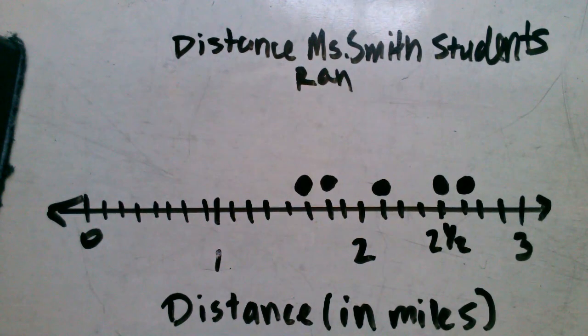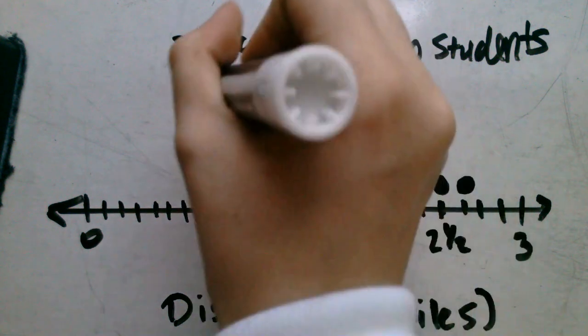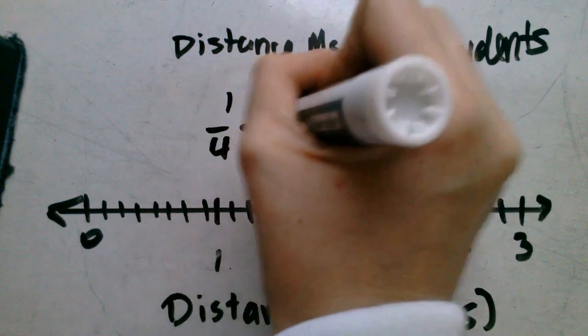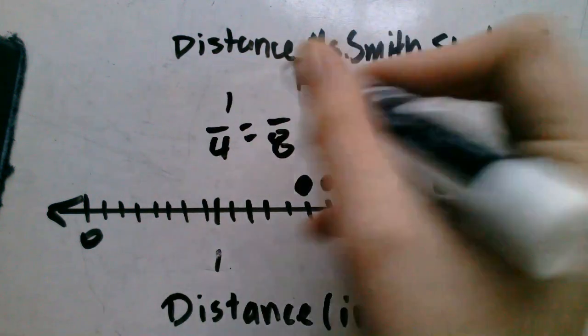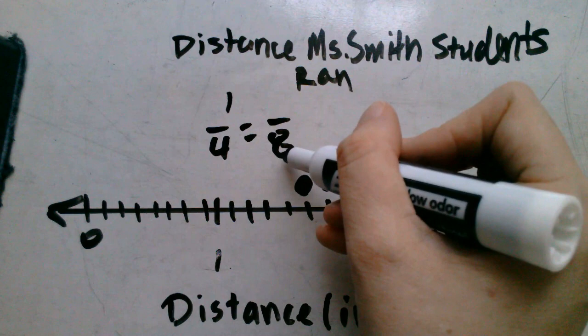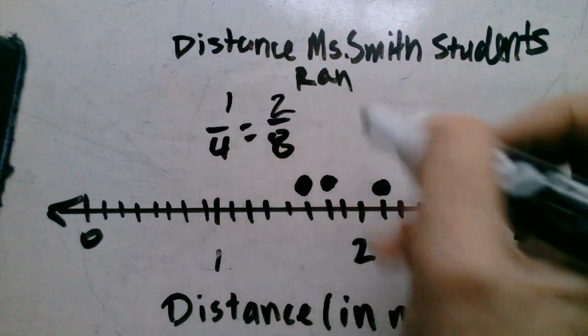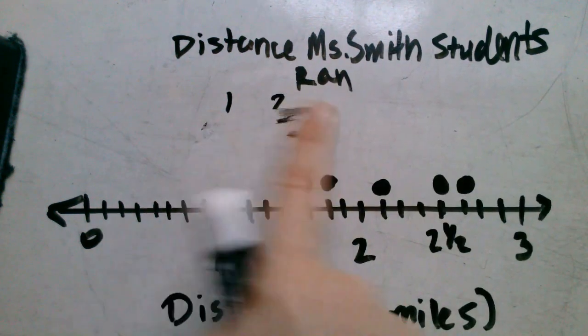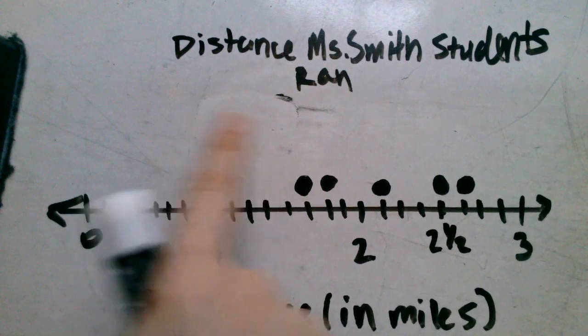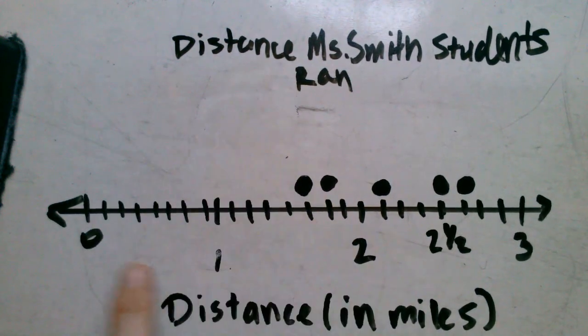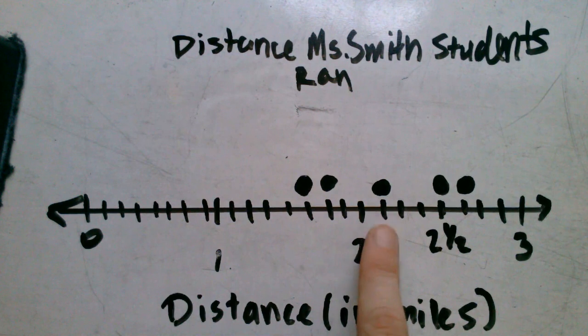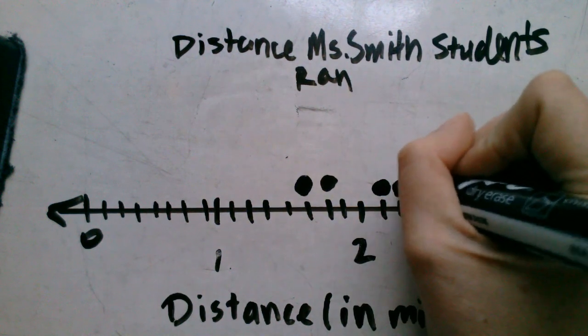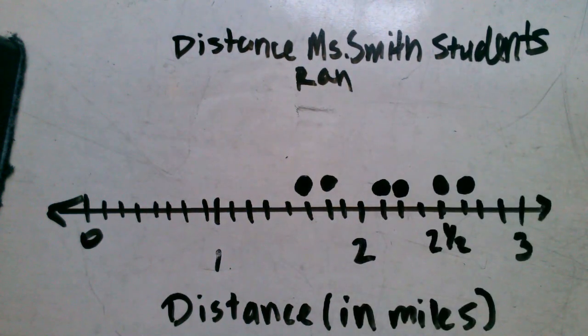Now we have Sasha. She ran 2 1/4 mile. Remember, we need to change 1/4 into something with an 8. So I know I need to multiply 4 by 2 to get 8. So I need to do the same to 1. So we have 2/8 or 2 2/8 for Sasha. So we're going to go over to 2 and count up 2. Put a dot for our girl Sasha.